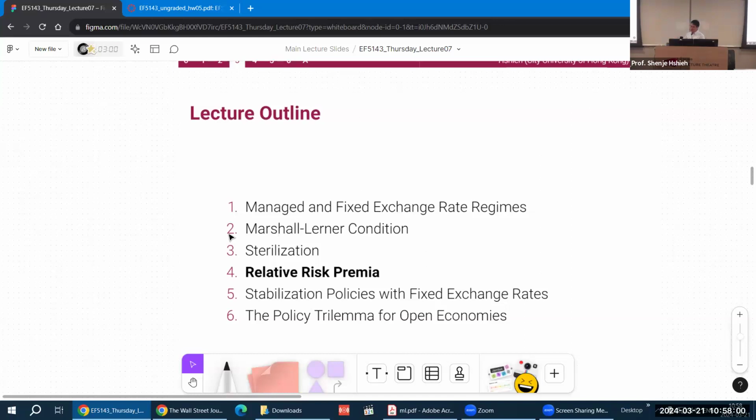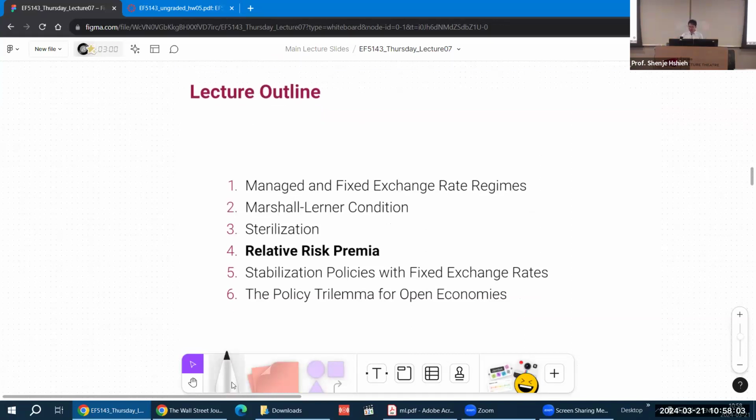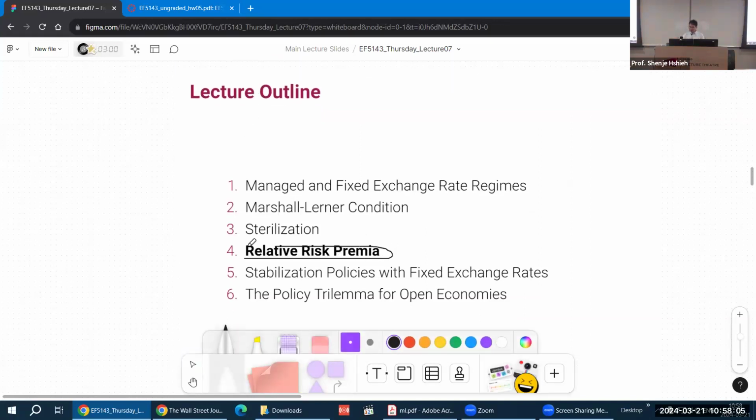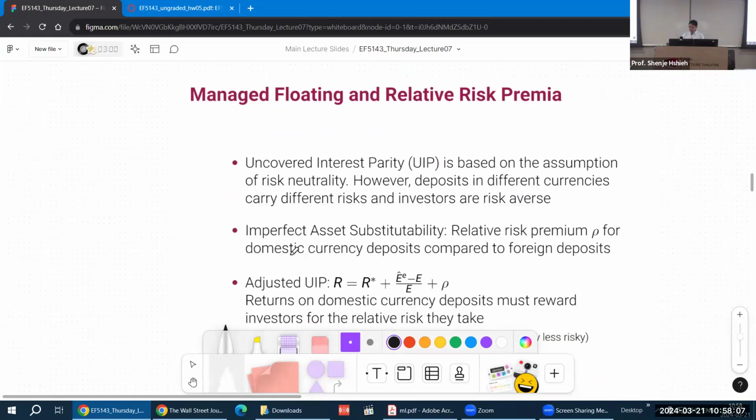All right, so why does all this matter? It matters because there may be an additional risk factor, the relative risk premium. As you all know, up to today, UIP has been known to you only based on this equation here, without this extra term. But today I'm telling you there is a rho term that you have to think about. So what does this rho term represent? It represents the relative difference in, I guess, default risk between countries.